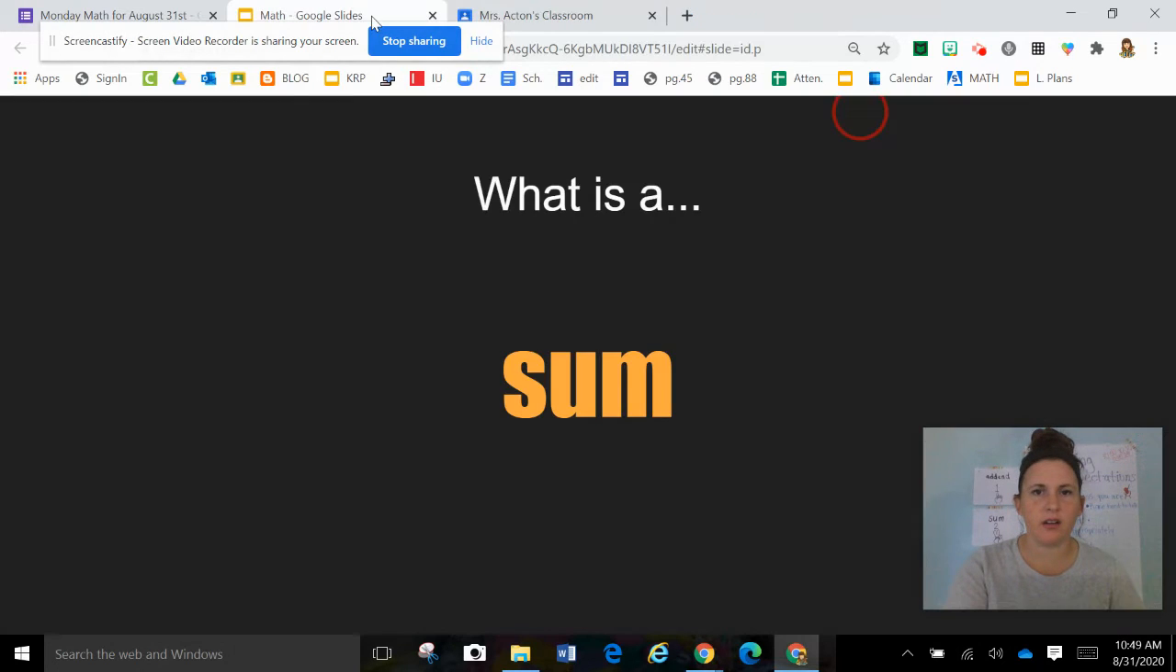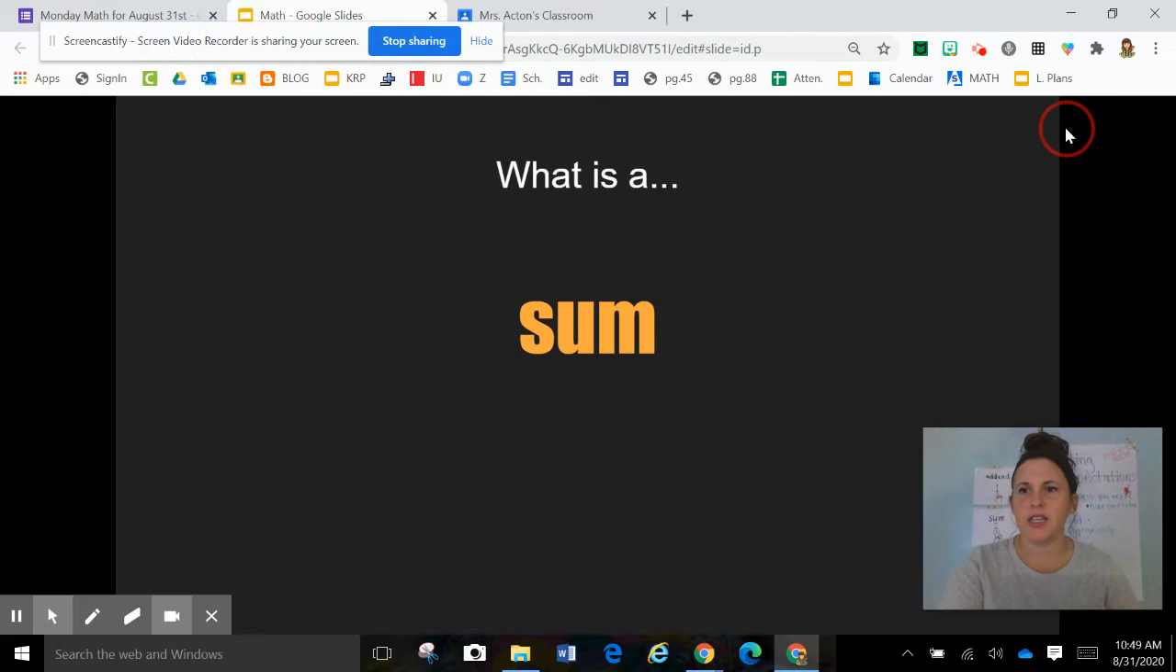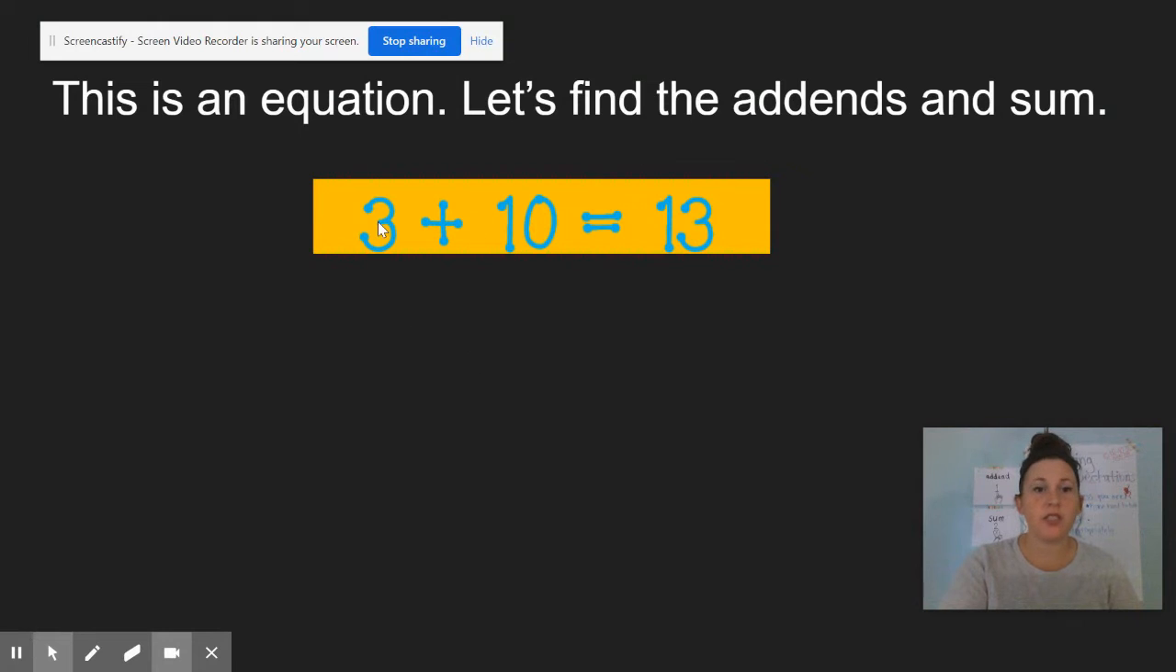Back to our presentation. All right, the next one is the equation. I couldn't really find a good video to show you guys, so Miss Acton is going to show you on one of her slides. All right, so this is an equation. It's got numbers, it's got symbols, it's got an equal symbol. And the reason why it is an equation is because this side and this side are the same. This doesn't necessarily mean here's your answer. It means this is equals. So this side is equal to this side.